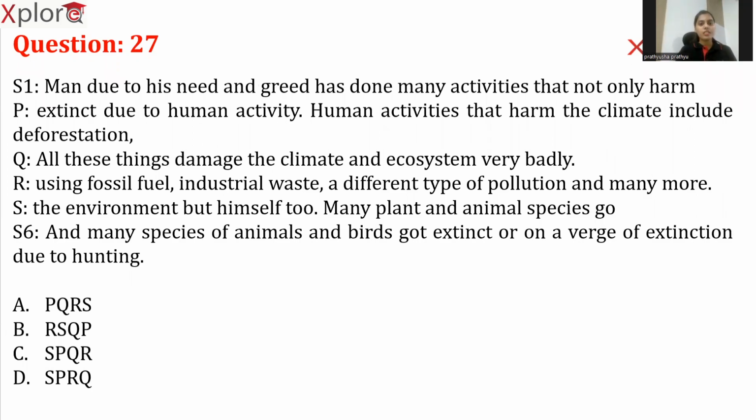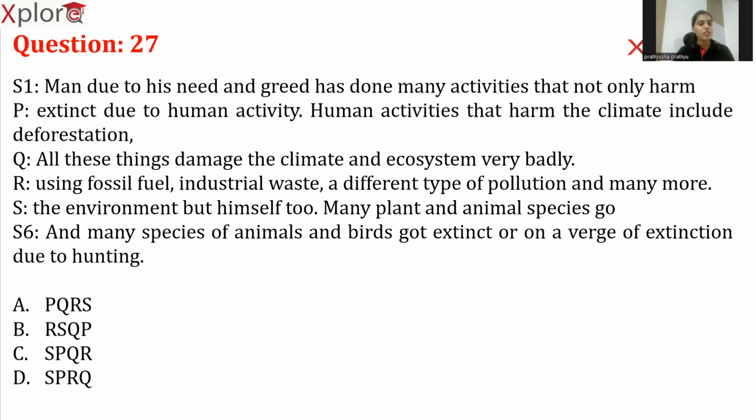Man, due to his need and greed, has done many activities that not only harm, be extinct due to human activity. Human activities that harm the climate include deforestation. Q. All these things damage the climate and ecosystem very badly. R. Using fossil fuel, industrial waste, a different type of pollution, and many more. S. The environment, but himself too. Many plant and animal species go.